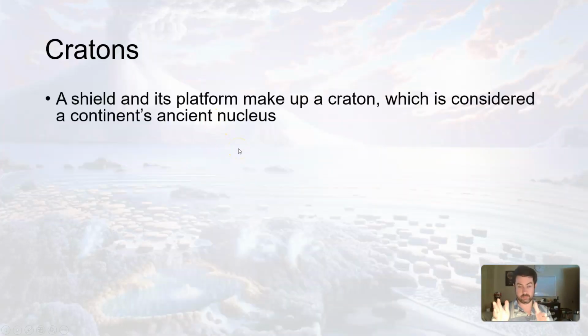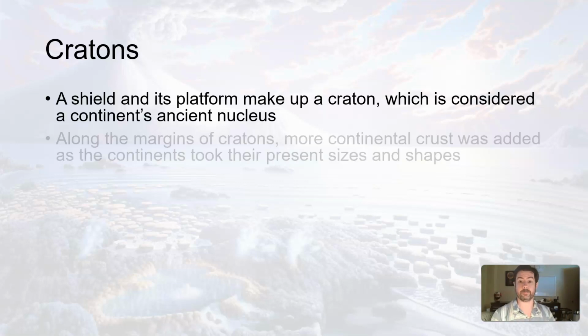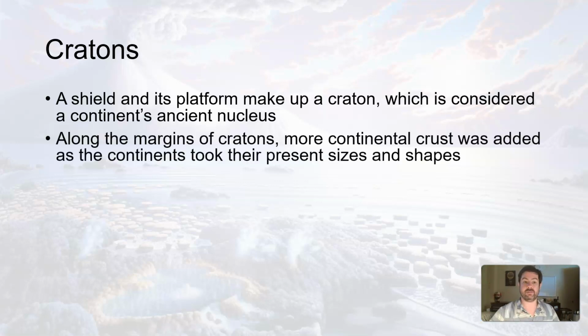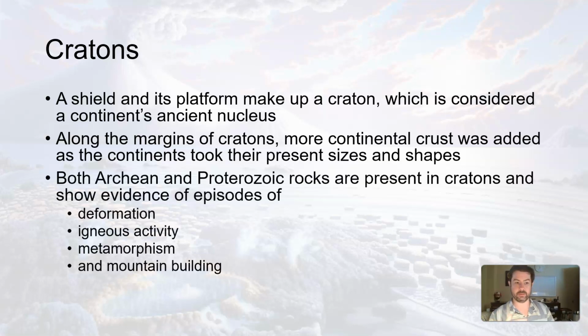A shield and its platform in total is called a craton. Okay, the craton. Because the shield and the platform, but underneath the platform, underneath all that buried sediment is still the shield. So the area that's the shield and then the platform, the covered shield, all of that is considered a craton, which is considered a continent's nucleus, beginning, starting point. Along the margins or edges of these cratons, more crust was added on that brought it to the size and shape that we see today.